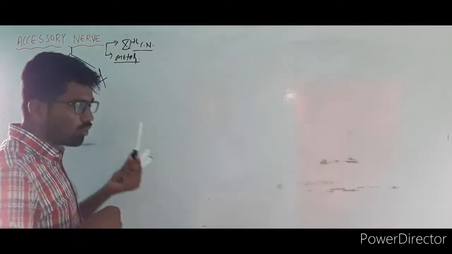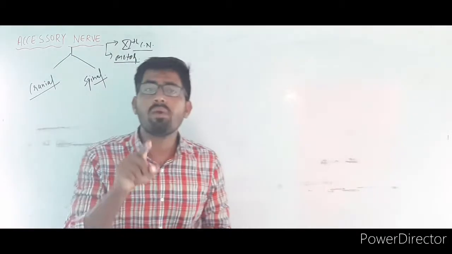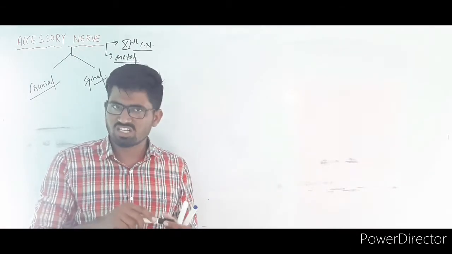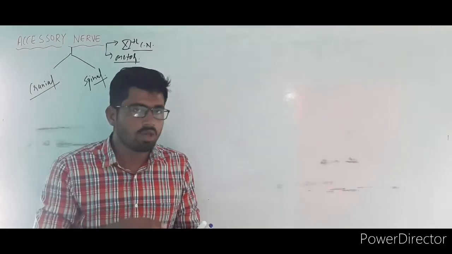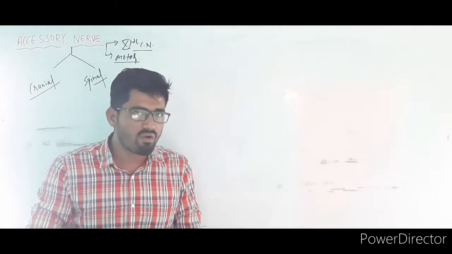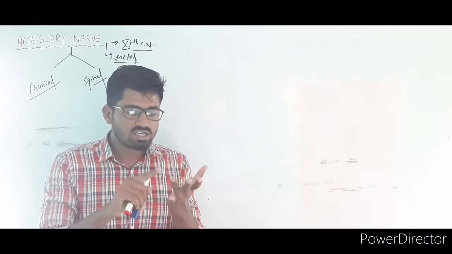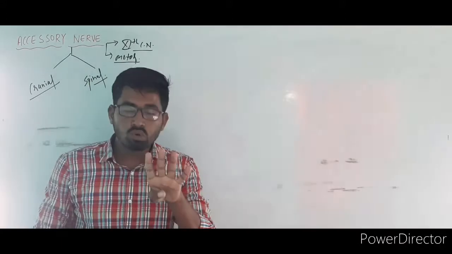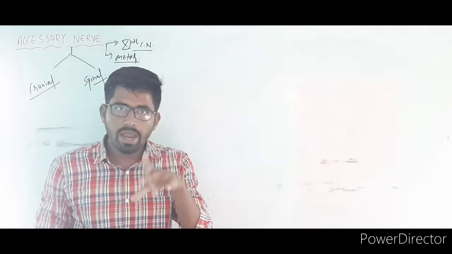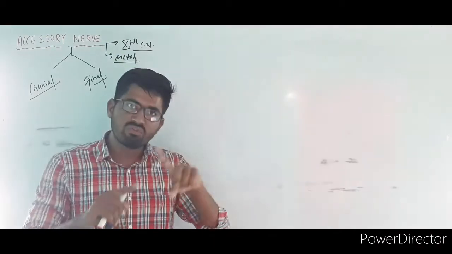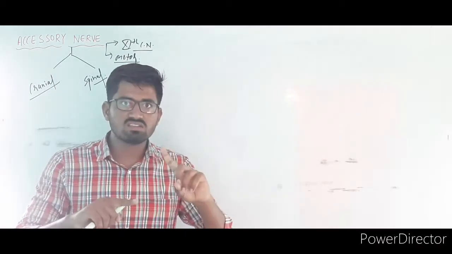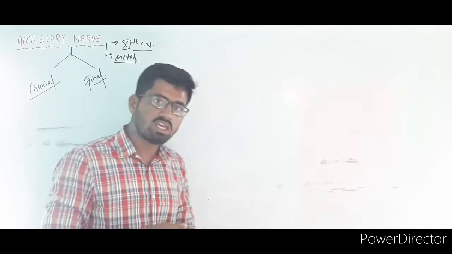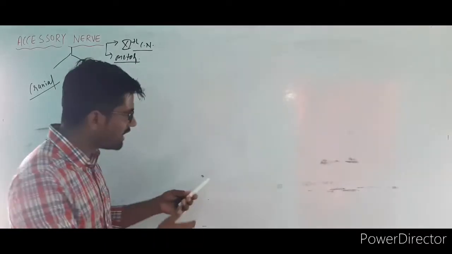So what is the origin of the accessory nerve? Have you watched the video on the glossopharyngeal nerve? You have to watch that video, because in it I already explained that the last four cranial nerves, the 9th, 10th, 11th, and 12th, are closely related to each other, and I told you where they arise. Okay, let me draw it again.